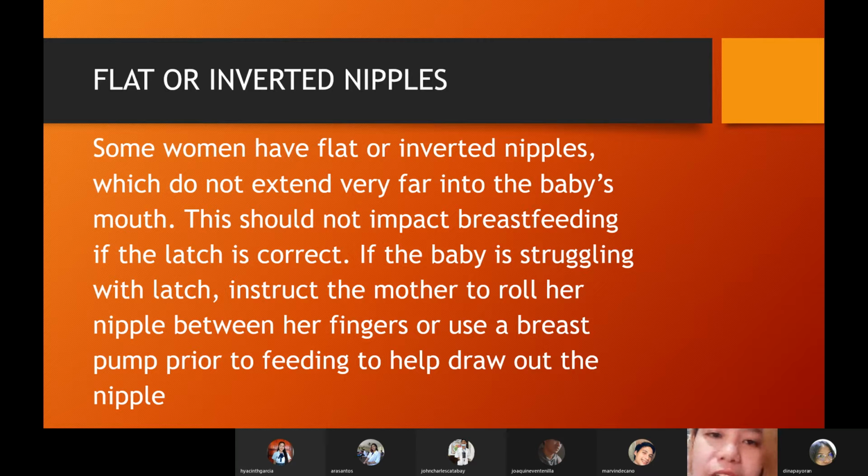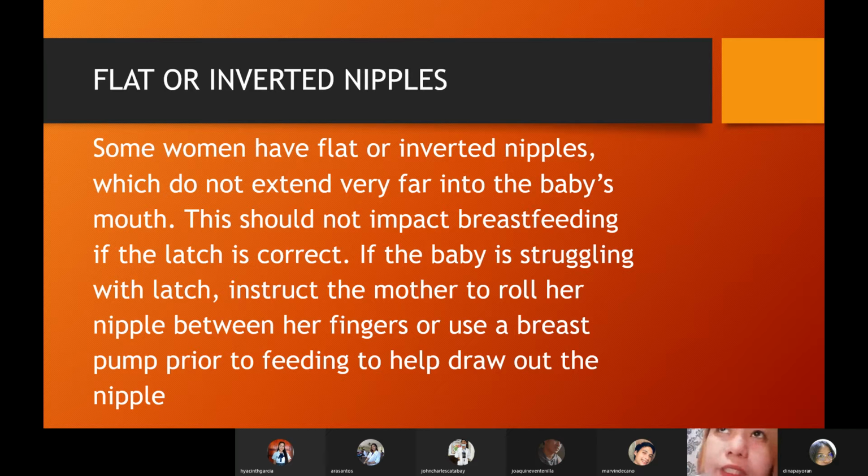So it says here na nako-correct pa naman siya, no? Nako-correct pa naman in proper positioning lang, no? If the baby is struggling with latch, instruct the mother to roll her nipple between her fingers or use a breast pump prior to feeding to help draw out the nipple.